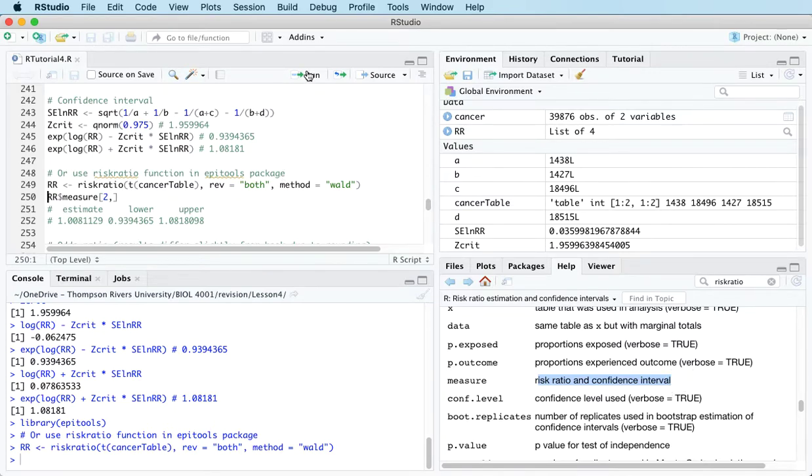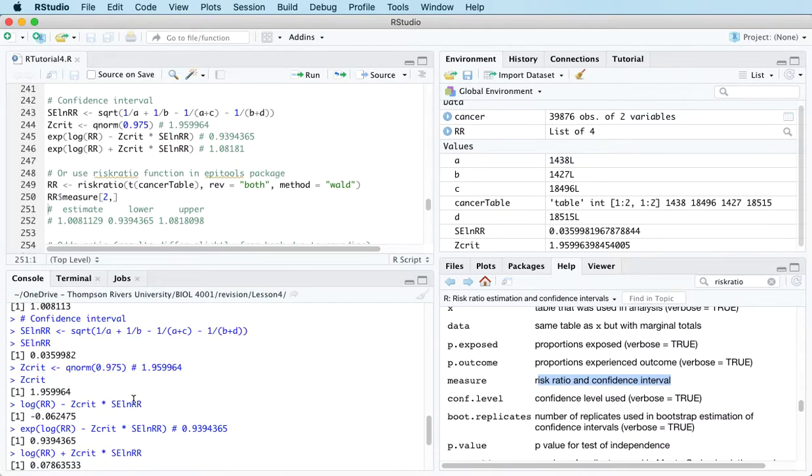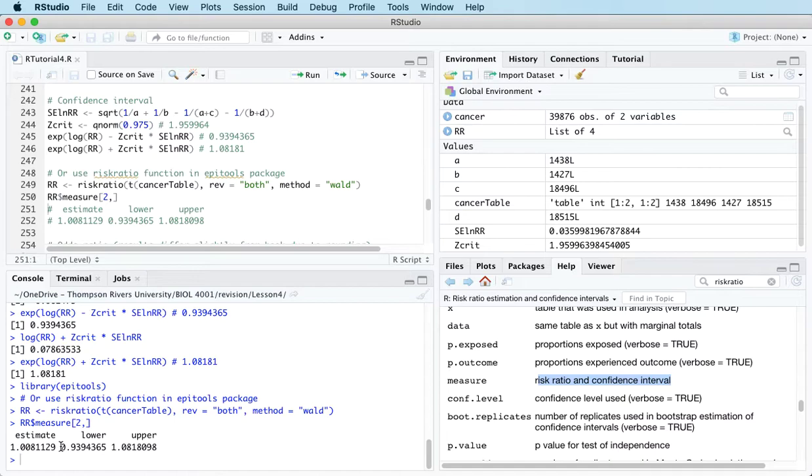If I pull off a particular part of that piece of output, there's the estimated relative risk. That was the number that we calculated before by hand. And then this is the lower bound of the 95% confidence interval. We calculated that by hand here, and here's the upper bound of that 95% confidence interval, and again we calculated that by hand here.